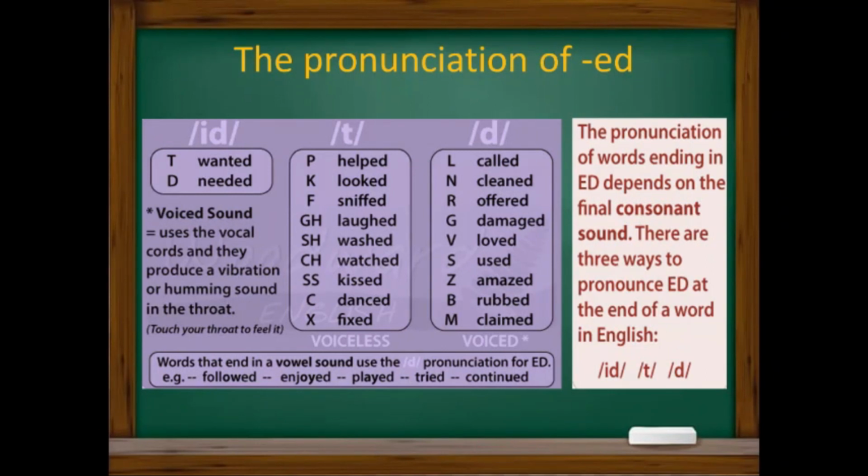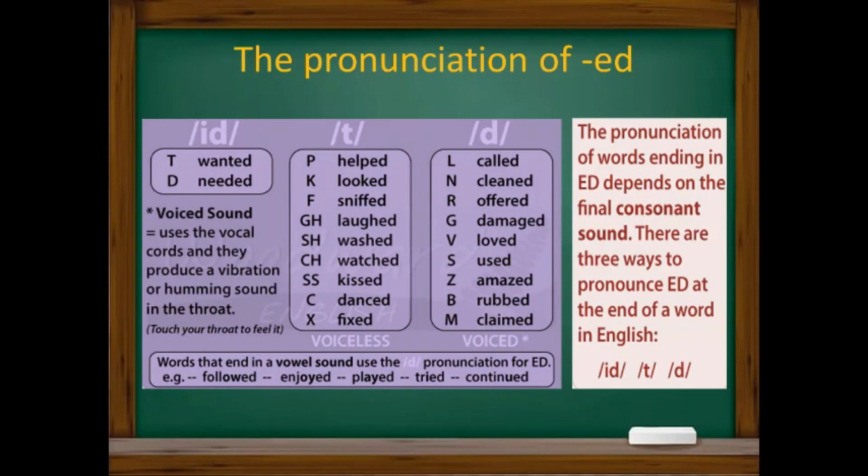If the last consonant sound of a word is voiceless, just like p, f, k, the ed will sound like t, as in helped, looked, sniffed, laughed, washed, watched, kissed, danced, fixed. But if it is voiced like b, d, g, the ed will sound like d, as in called, cleaned, offered, damaged, loved, used, amazed, robbed, claimed.